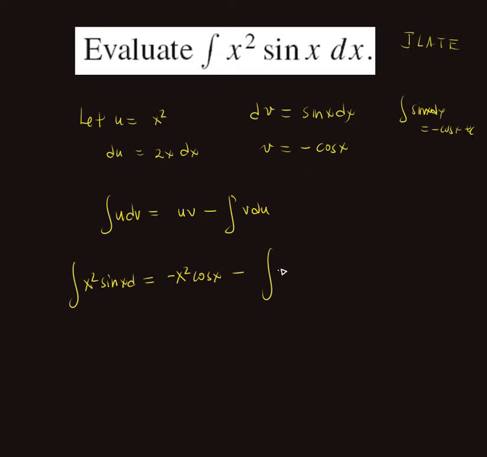Minus sine of x, so it's going to be minus cosine of x, I'm sorry. And who is du? du is going to be 2x dx. So this minus sign cancels. You keep going here, you have a minus x squared cosine of x. Minus minus will be plus, it's going to be plus the integral of 2x cosine of x dx.